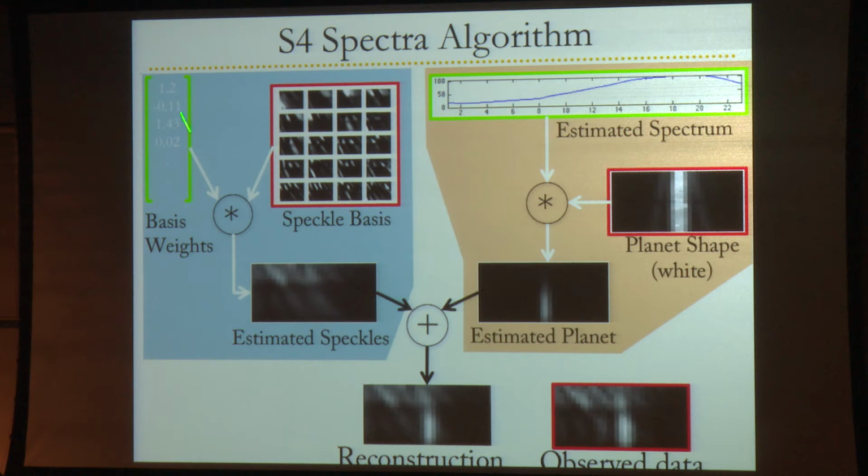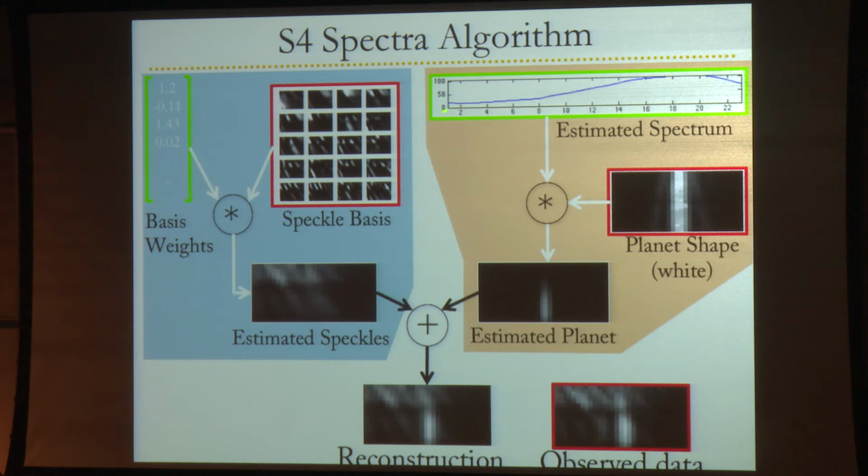These are the coefficients, the weightings on each of these bases. When you multiply 1.2 by that one, plus minus 0.11 times that one, you end up with this. So this is your generative version of the speckles, your estimated speckle component. And then on the other side, you have this fixed planet model, and then you're going to apply a spectra.